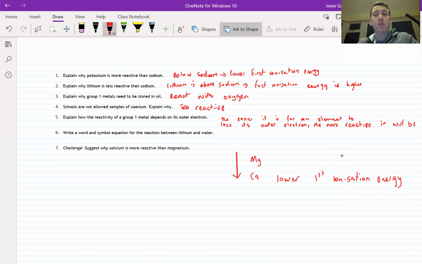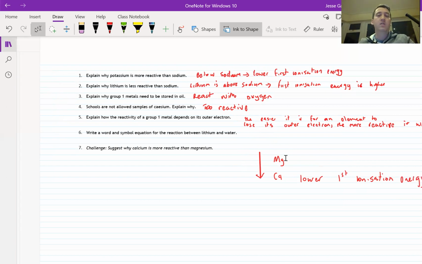In the next video, we're going to look at the other side of the periodic table. We're going to look at group 7. We'll be looking at their reactions and their reactivities and seeing how the same trend is found on the right-hand side of the table as what we've seen in group 1 and a little bit in group 2 in this video.